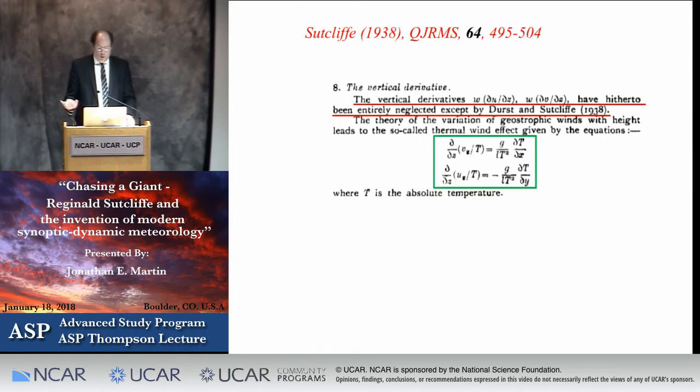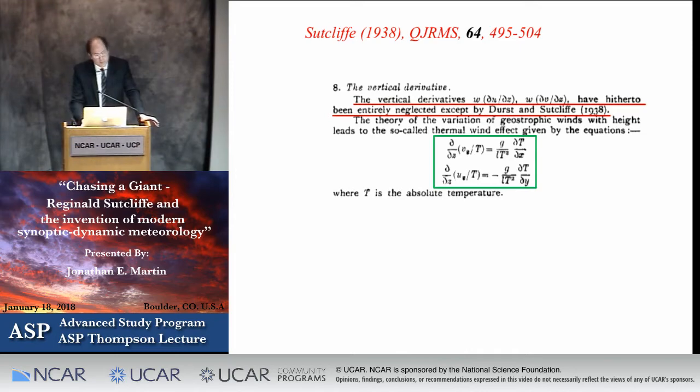And the way he does it is he says, let's think about the vertical derivatives in the expansion of the acceleration term, the W du/dz and W dv/dz. They have been neglected entirely except by Durst and Sutcliffe. Here's the full form of the height coordinate version of the thermal wind. So you have to take the derivative of the geostrophic wind in the y direction divided by T to get the expression on the right-hand side, and the similar thing for ug over T, where T is absolute temperature. That's a horribly impossible expression to really feel like you can manipulate easily.